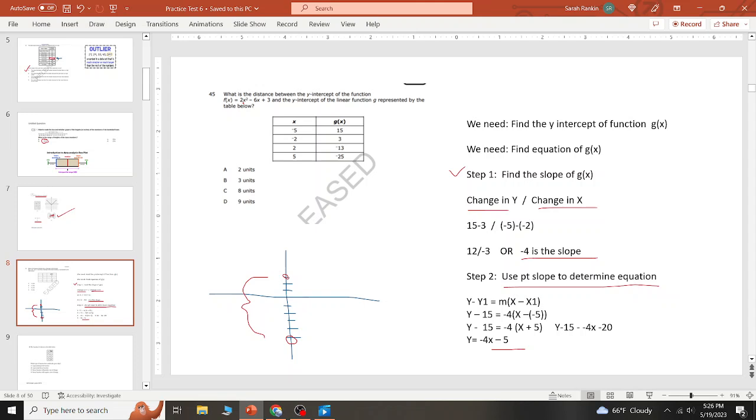The function 2x plus 3. The y-intercept of this one is 3, because to find the y-intercept, that's when x is equal to 0. So this first line has its y-intercept at 3. Second function, the y-intercept's at -5. So the difference between those two is a distance of 8.